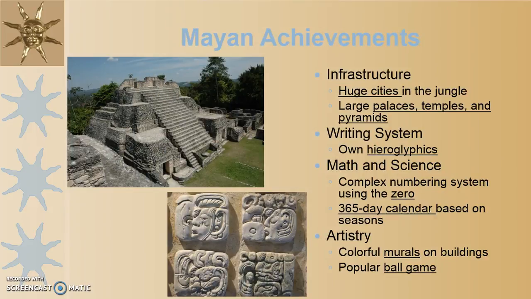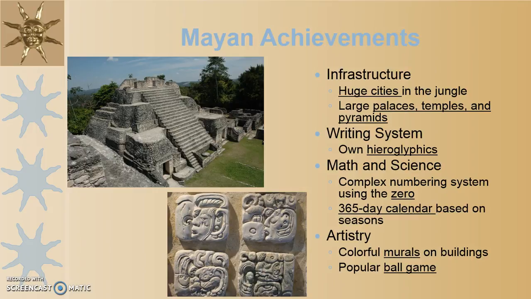So the Maya had very great achievements. They built huge cities in the jungle, and in these cities you could find a lot of large palaces, temples, and pyramids. The Mayan ruins are one of the most popular tourist destinations in Central America. If you ever go on a cruise to the Yucatan Peninsula, they usually take you to these areas to visit. As far as writing, they had their own system of hieroglyphics, and they also used the zero in math.